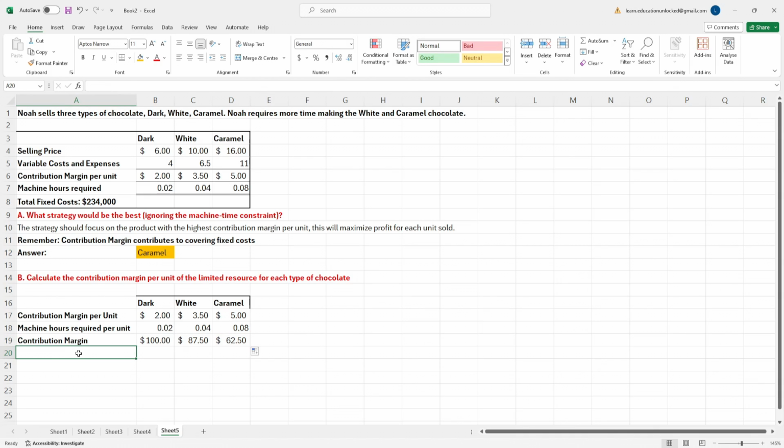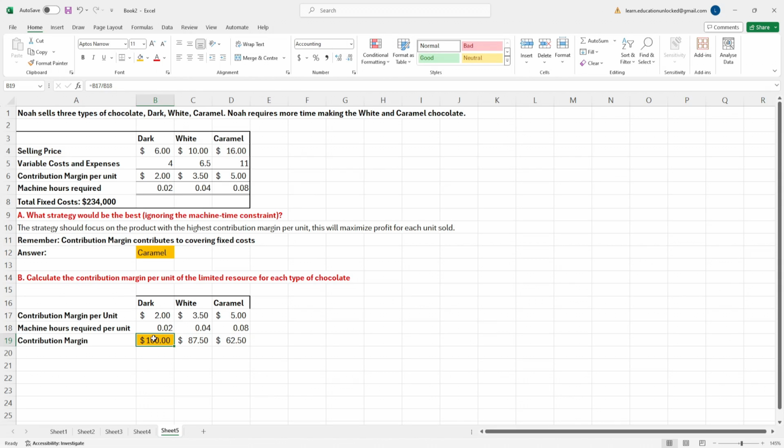So we are dividing the contribution margin per unit by the limited resource, the machine hours, because this helps us identify which product offers the highest return per unit of the constrained resource. Doing so helps us clarify that yes, the dark chocolate does have the lowest contribution margin per unit, but if we take into account that it has the lowest machine hours required, we can then see that it does have the highest contribution margin per machine hour in terms of profit. So it's much better for us. This is actually our answer. It's much better for us to produce our dark chocolate because it has the highest contribution margin.